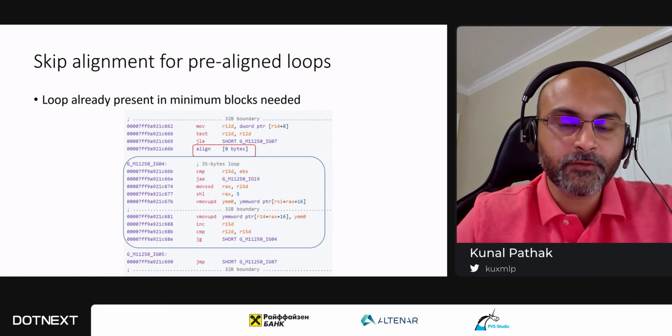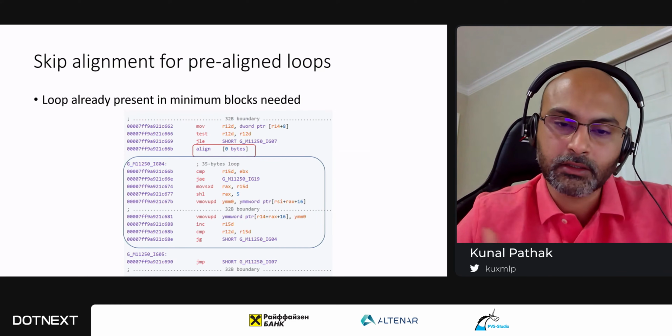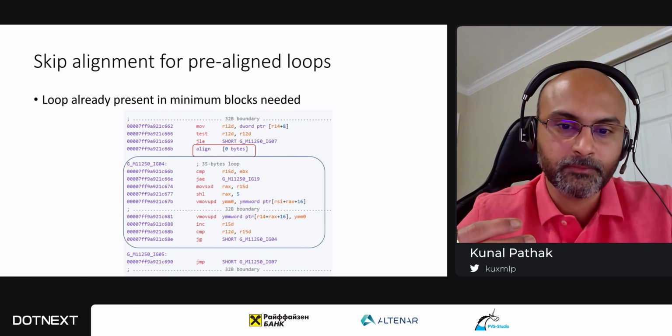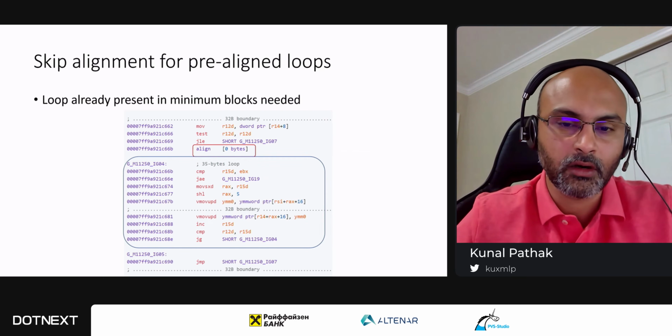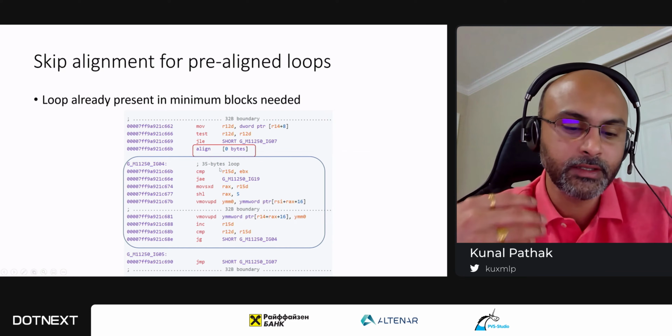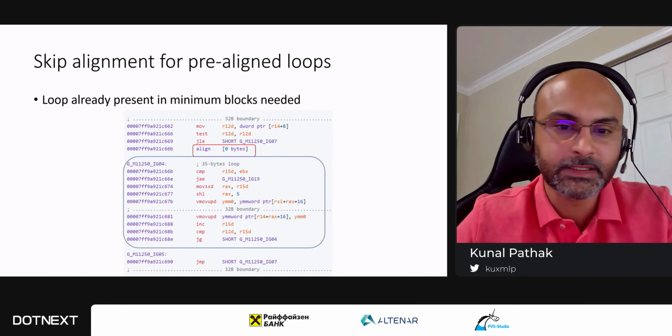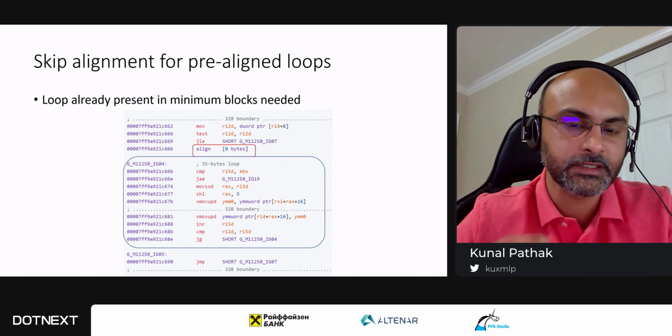Next, there can be a loop that is already present in the minimum number of blocks it needs to fit. So for example, this loop is 35 bytes long, so we know that at minimum it needs two chunks, or two cycles, to fetch that loop.